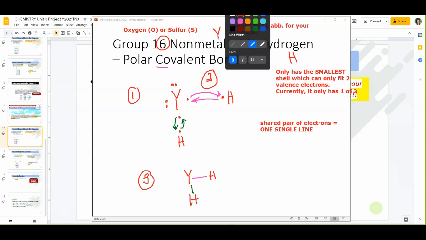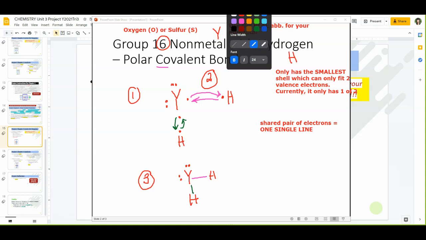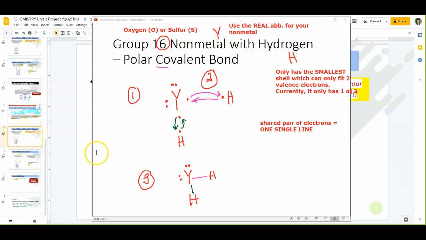And don't forget the nonmetal still has its other 4 valence electrons. So 1, 2 on top, 1, 2 on the left. Okay. Last but not least, we just need to draw partial charges. Remember that all of our nonmetals except for hydrogen, all of our nonmetals that we chose are going to be more electronegative than hydrogen.